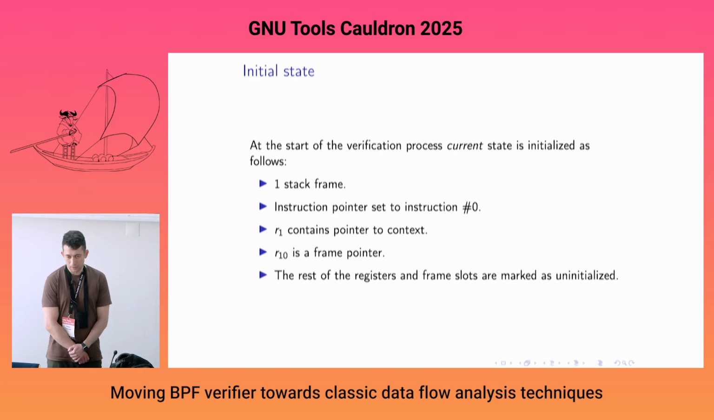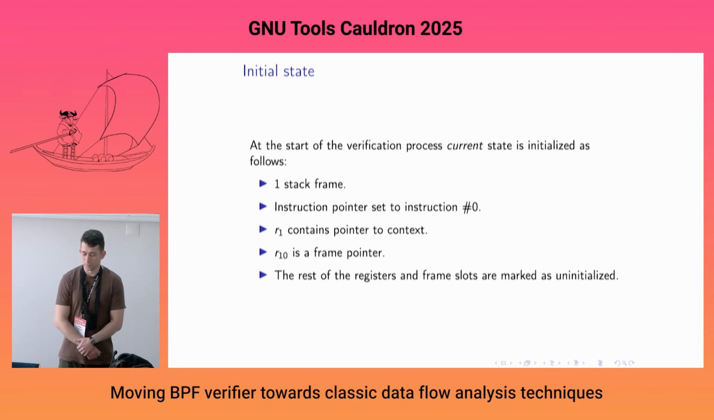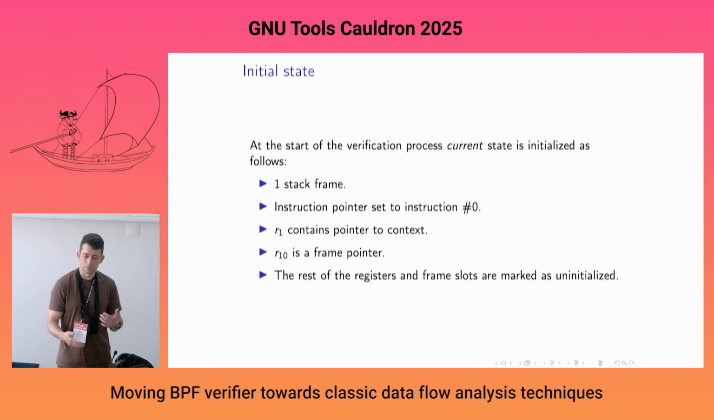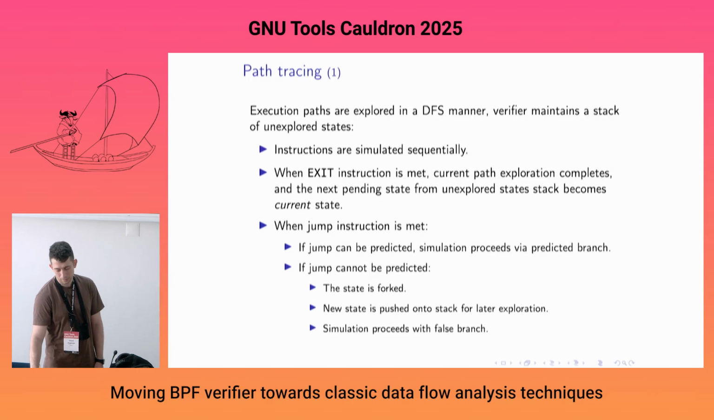Basically, the BPF verifier is a simulation machine, an abstract interpretation machine. It starts from initial states and then mutates them forward. In the initial state, one stack frame is allocated and the instruction pointer is set to the entry point. R1 contains a pointer to the context, which is a parameter passed to the BPF program, be it some data about a network packet or something like this. R10 is set to a frame pointer, and the rest of the registers and frame slots are marked as uninitialized.